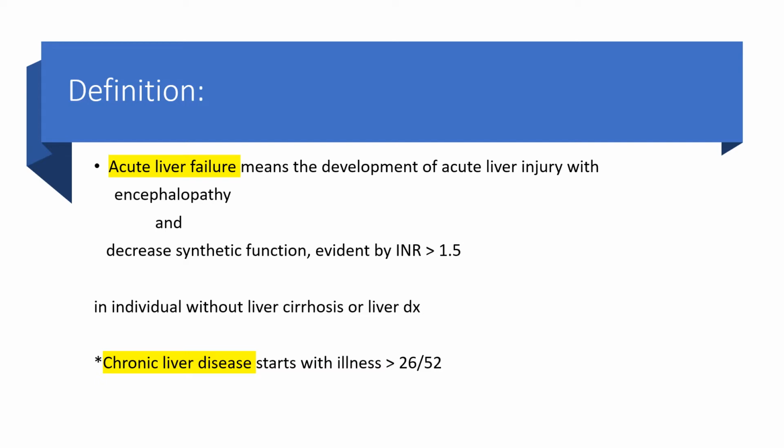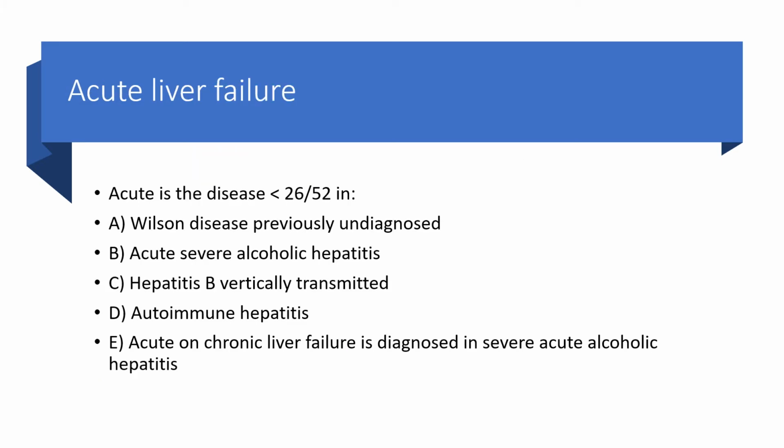In case of chronic liver disease, that will start with illness that is already greater than 26 weeks. So it's a function of time when it comes to chronic liver disease. When acute liver failure is not corrected or is not handled, and we get to 26 weeks, we are already in chronic liver disease. Acute liver failure will remain the definition when the liver disease is less than 26 weeks. Even if it is 24 or 25 weeks, it's still acute liver failure.